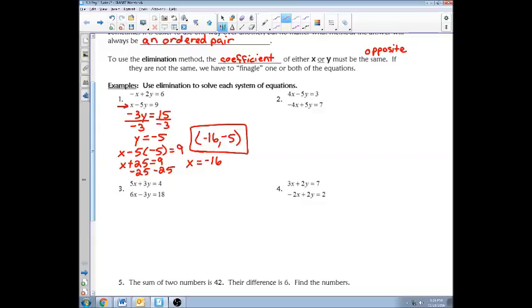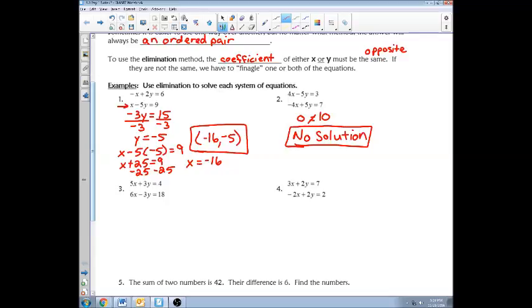Let's try number 2. I have 4x plus negative 4x, so those are going to cancel out. I have negative 5y plus 5y, so those are going to cancel out. If all that cancels out, I'll end up with 0 on the left-hand side. 3 plus 7 will give me 10. Well, 0 does not equal 10, so I'd have no solution, just like we always would.